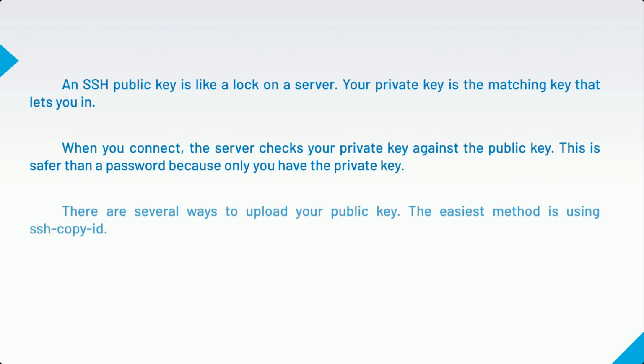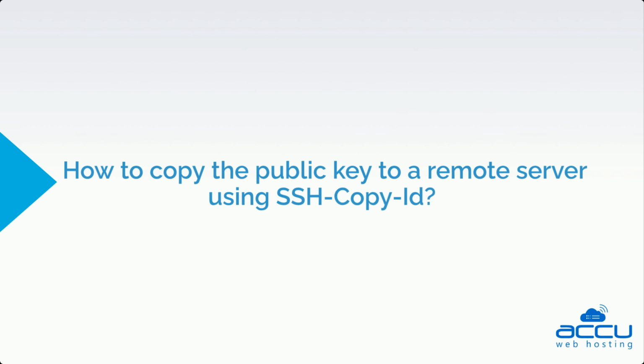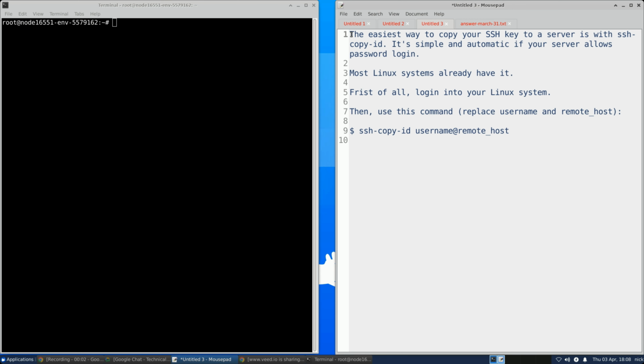There are several ways to upload your public key. The easiest method is using SSH copy ID. We will see how to copy the public key to a remote server using SSH copy ID. The easiest way to copy an SSH key to a server is with SSH copy ID. It's simple and automatic if your server allows password login. Most Linux systems already have it.